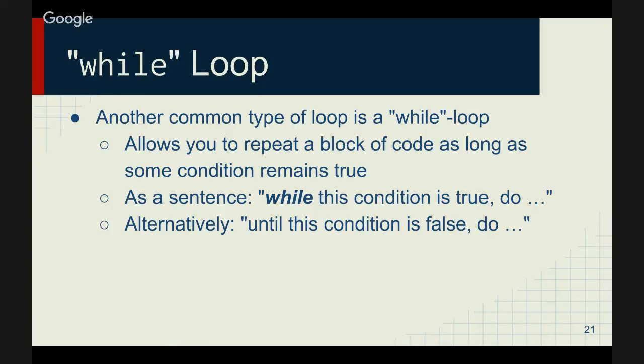Very similar format, but the difference is that for each goes over all the elements of an array, while just goes as long as this condition is still met. What can go in here is the same set of things that can go in an if statement. It's anything that you can evaluate as true or not true. In this case, we have while counter is less than 5, do this. And when counter is no longer less than 5, it'll stop doing it.